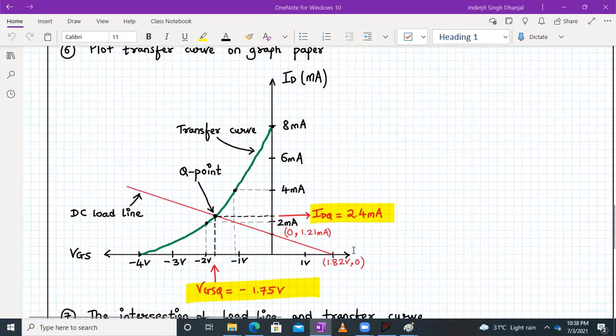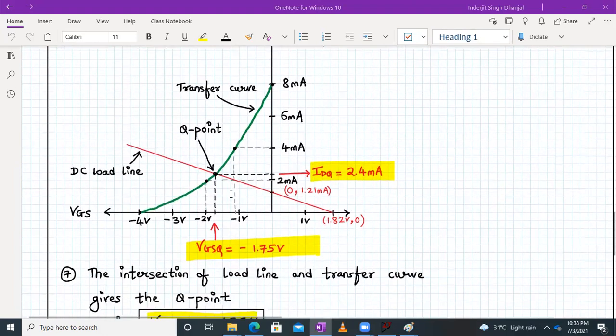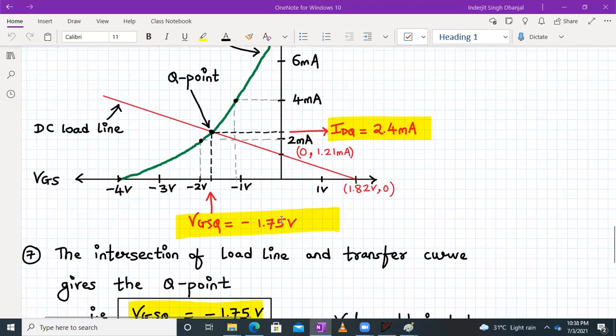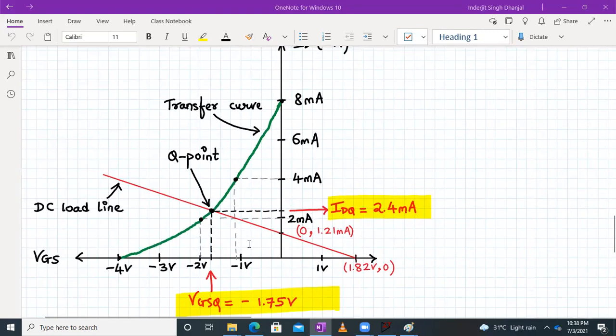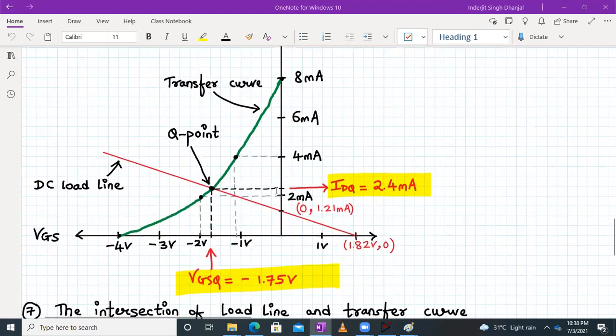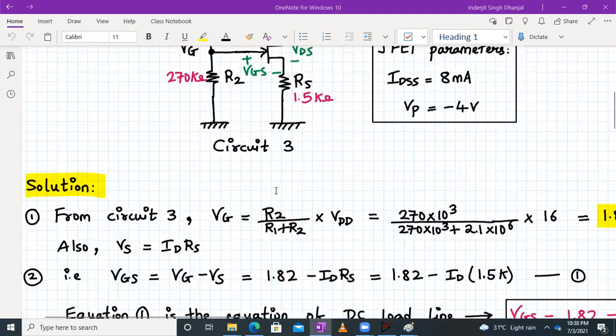So next we draw the DC load line, and whenever the DC load line and the transfer curve intersect, that gives us the Q point. The Q point over here comes out to be minus 1.75, and your IDQ is coming out to be 2.4 milliamperes. So the intersection of the transfer curve and the DC load line will give us the Q point by graphical method. Now let us check this out in SPICE.